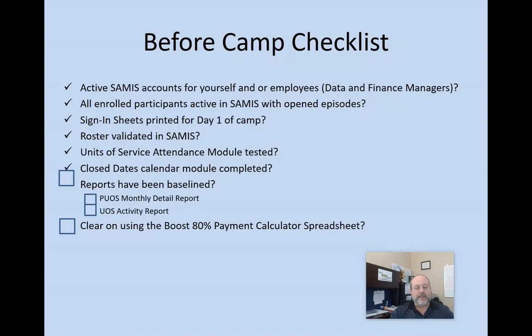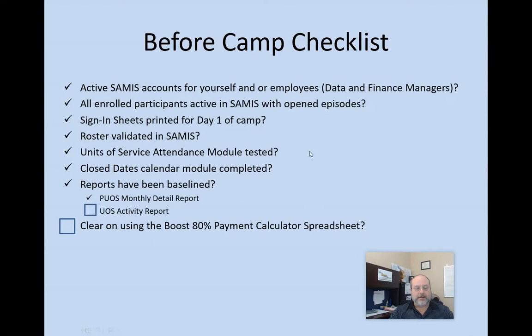Then baselining our reports. There's the POS monthly detail report I mentioned earlier. The training shows how to find that report. The purpose of running it is to make sure that you have all the names for your camp in the system and that you know how to run the report. It will show attendance on a day-by-day basis with summary totals for the week and the month. I recommend that you run this report daily, or at the very least weekly, to make sure that the input being recorded is actually showing up.